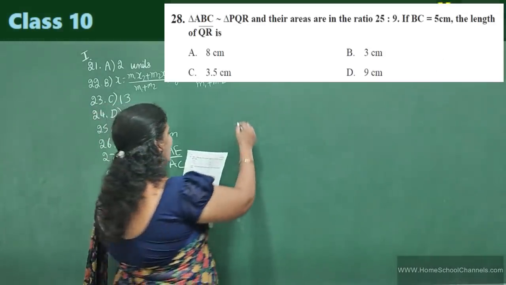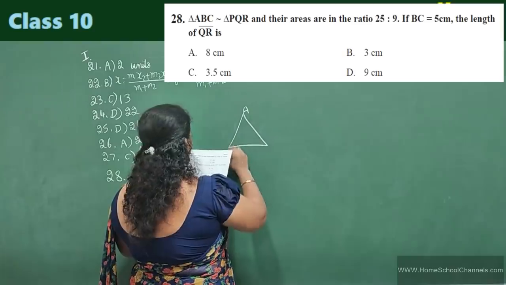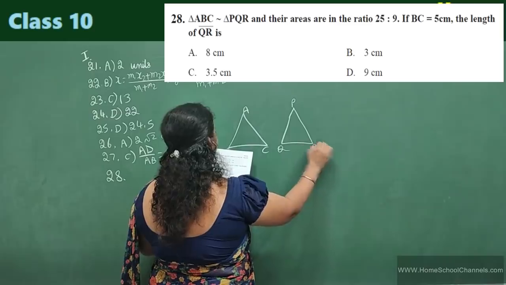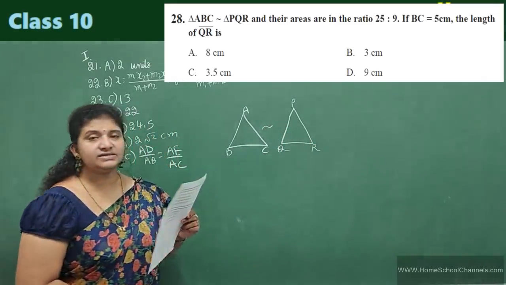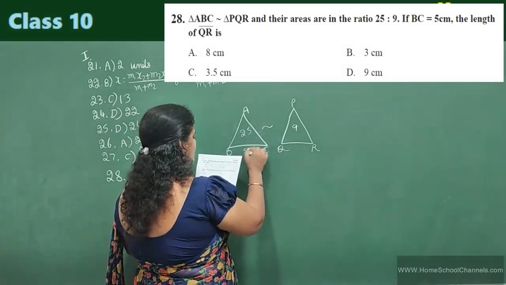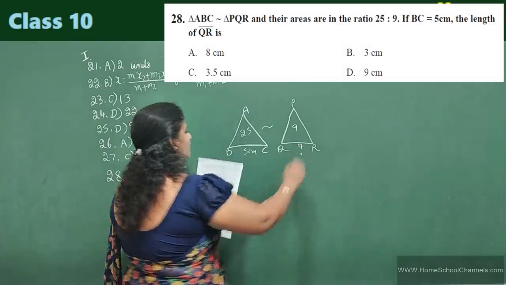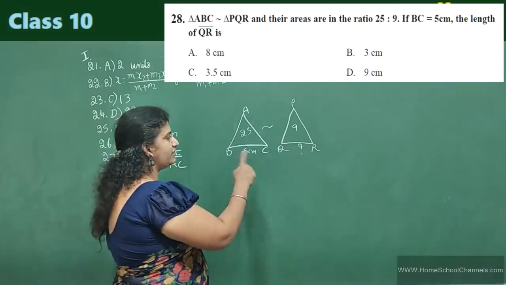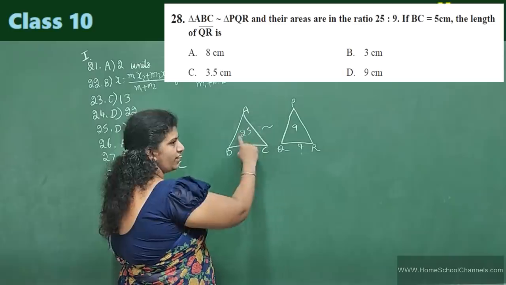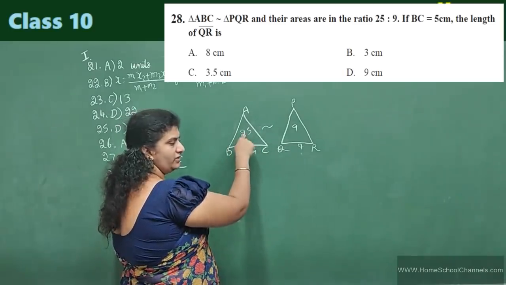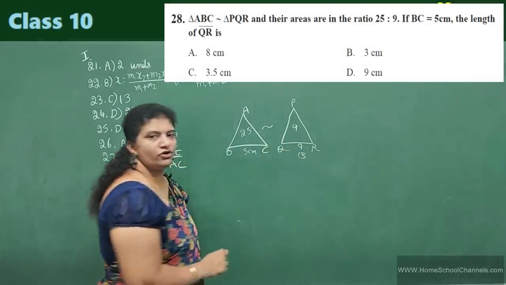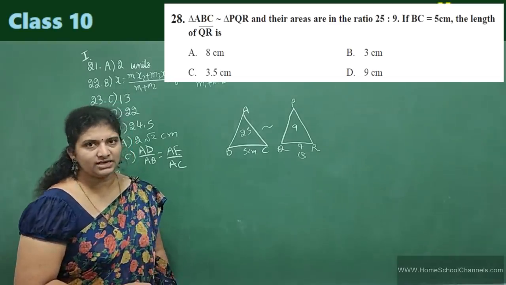28th one, triangle ABC. Let me take a triangle. ABC is similar to triangle PQR, and their areas are in the ratio 25:9. If BC is equal to 5 cm, find the length of QR. See this one, by observing the triangles, I can directly say the answer. Here area 25:9 there, right? 5 5s are 25. Then which square is 9? 3 3s are 9. Therefore, QR is equal to 3 centimeters, I can say.